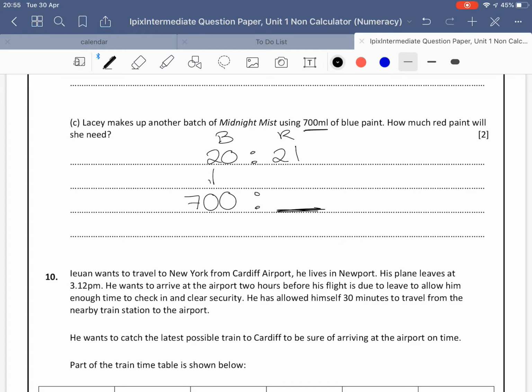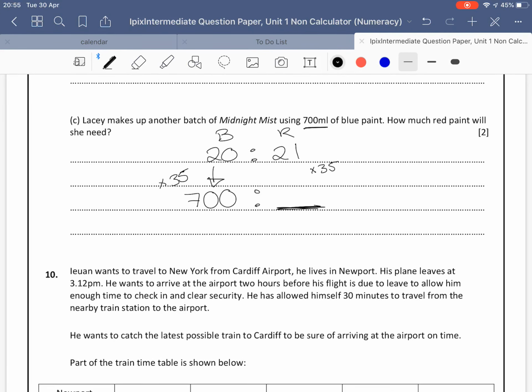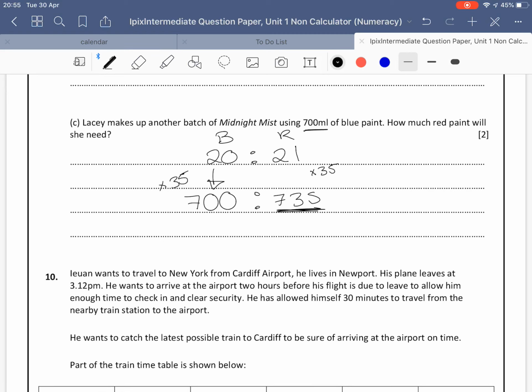All you need to do is work out how you go from 20 to 700. So do your 2s, 20s, until you get 700. How many 2s go into 700? Basically half of 70, which is 35. Not too bad. So it's timesing it by 35 to get 700. So we're going to do 21 times 35 to get 735, because it's like 20 and then an extra 35.